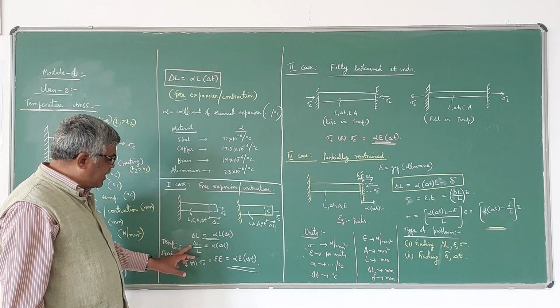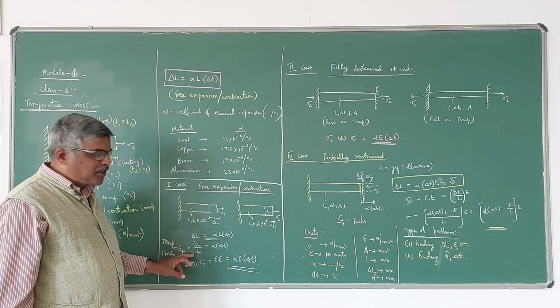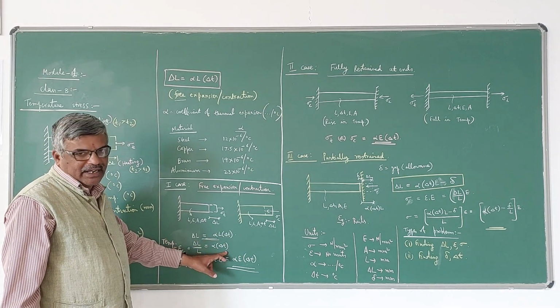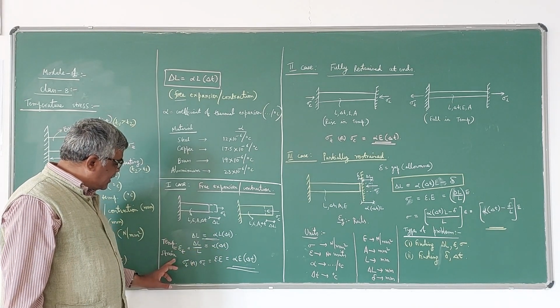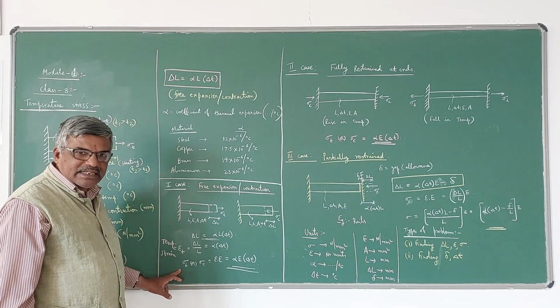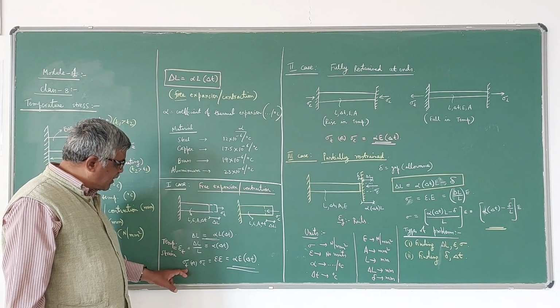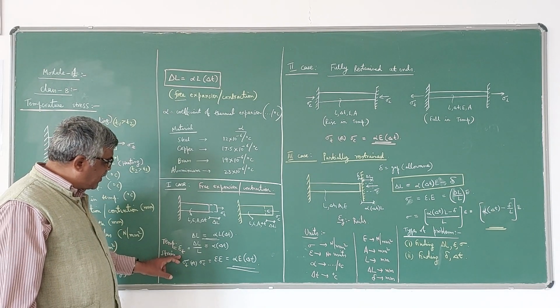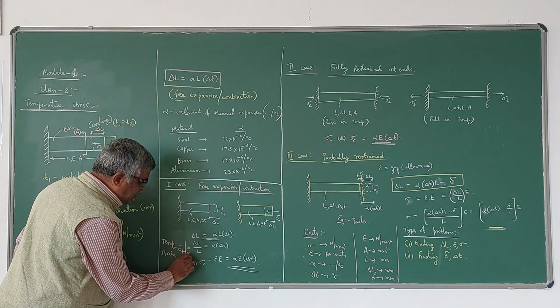Temperature strain is given by change in length divided by initial length. If you substitute this, you will get alpha into delta T. So that is the temperature strain. Then you can calculate the temperature stress. Either it can be sigma T or sigma C, and here also it can be epsilon T or epsilon C.